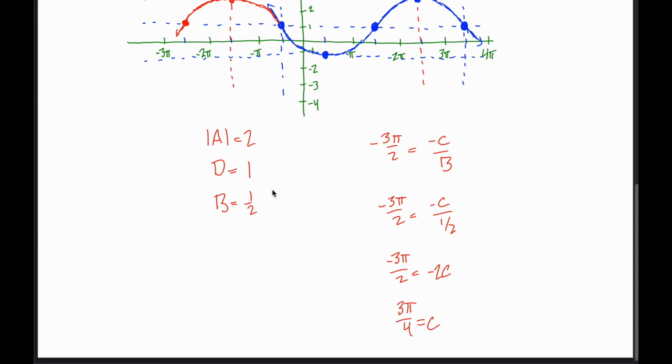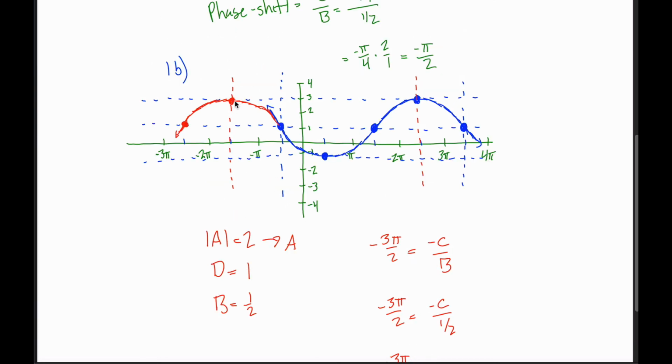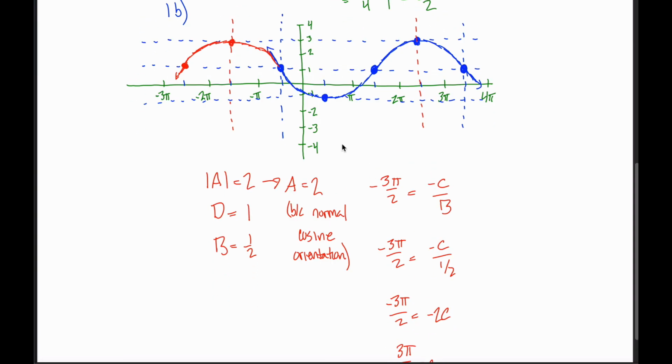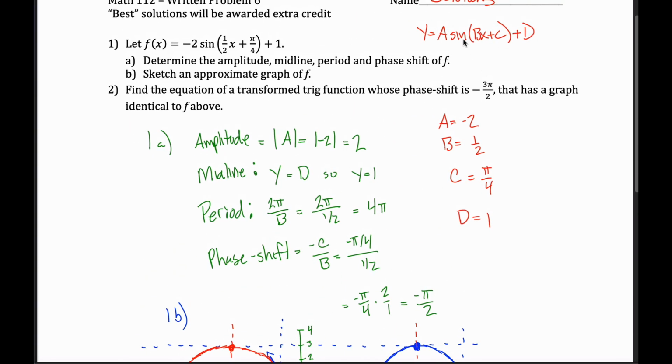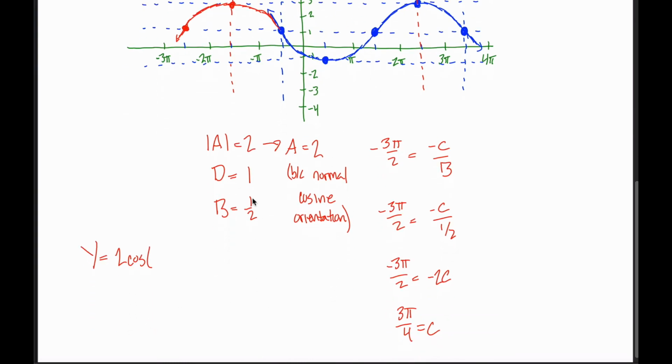So I know B, C, and D, and I almost know A. If the absolute value of A is equal to 2, I just have to figure out if A is positive 2 or if A is negative 2. Since I'm starting up here at a maximum value, I know that the normal orientation for cosine is to start up at a maximum. So since I'm using the normal orientation, my value of A is equal to 2. So I can write my answer by following this format except using the cosine function. I have 2 times the cosine of (bx plus c), so (1/2 x plus 3 pi over 4), plus D, which is equal to 1.